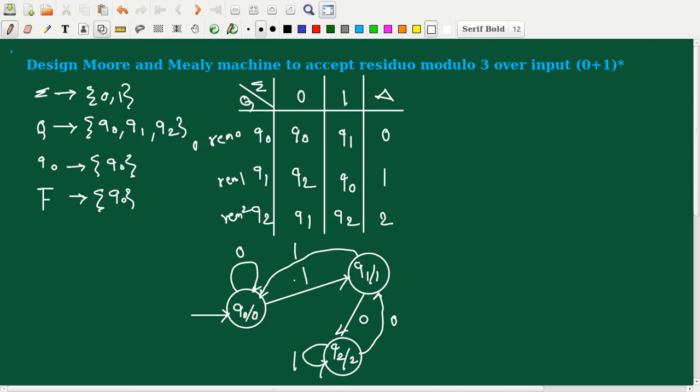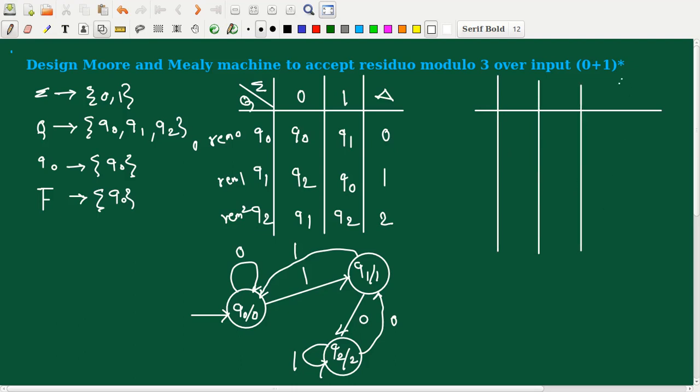Now I have to design a Mealy machine. A Mealy machine has inputs and outputs, and these outputs will be associated with each transition. In a Moore machine, outputs are associated along with the states, but in a Mealy machine, outputs will be associated along with the transitions. So we'll see that. We'll draw a table.